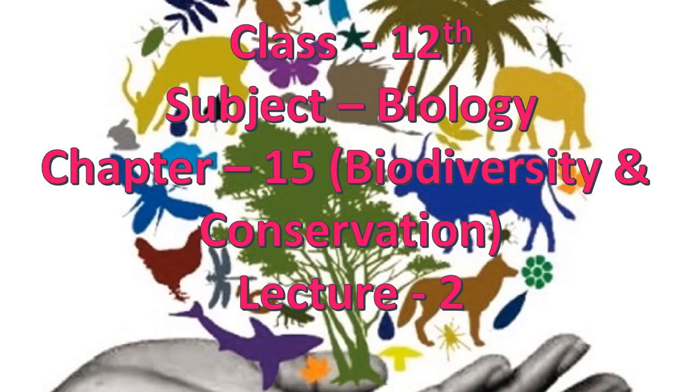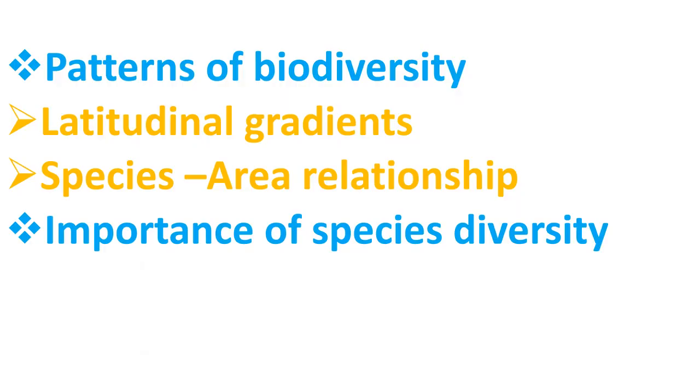Good morning all of you. This is 12th class biology, chapter 15, biodiversity and conservation, and this is lecture number 2 of this chapter. Topics that we will cover today are patterns of biodiversity, in which you will study about latitudinal gradients and species-area relationship, and after that we will study about importance of species diversity for ecosystem.